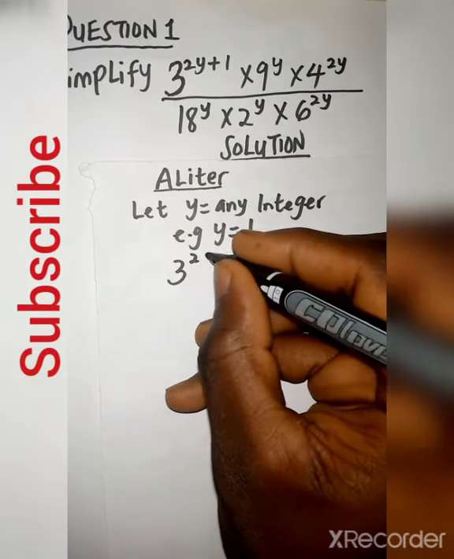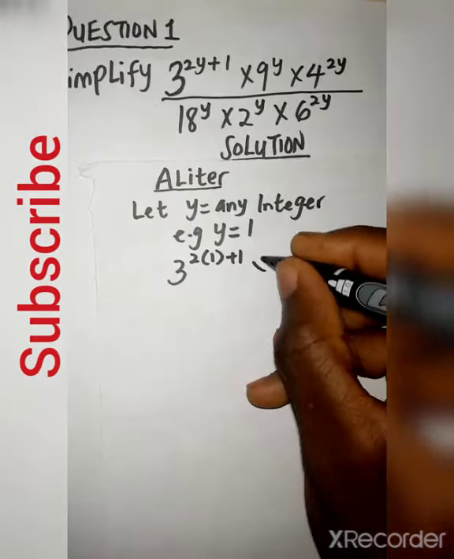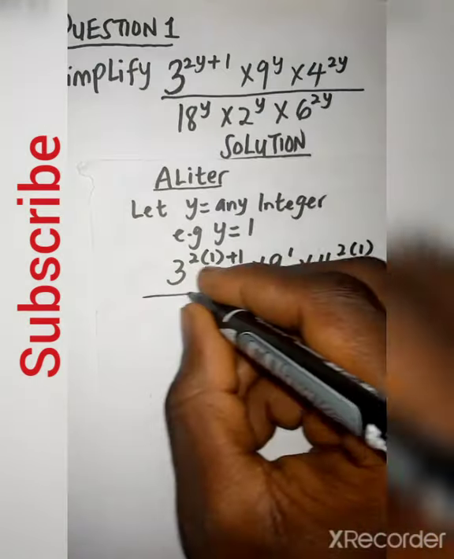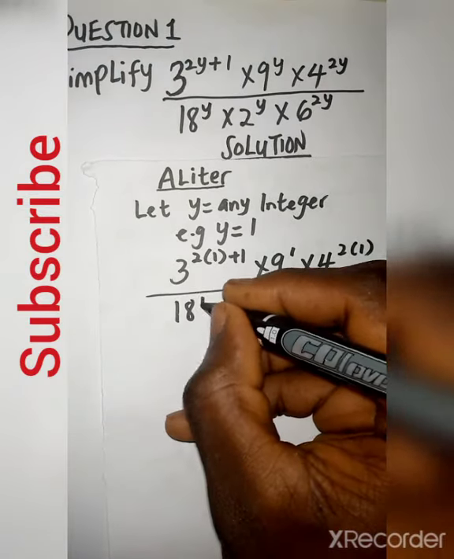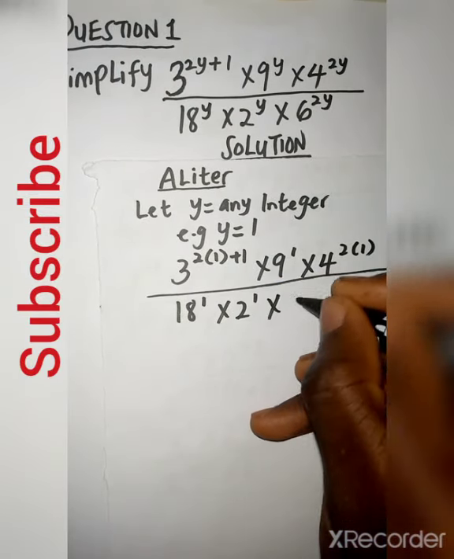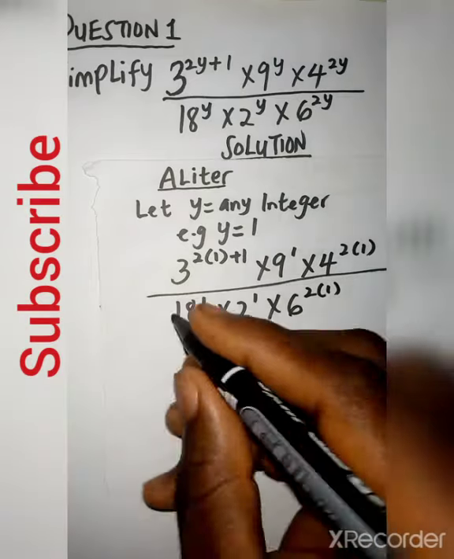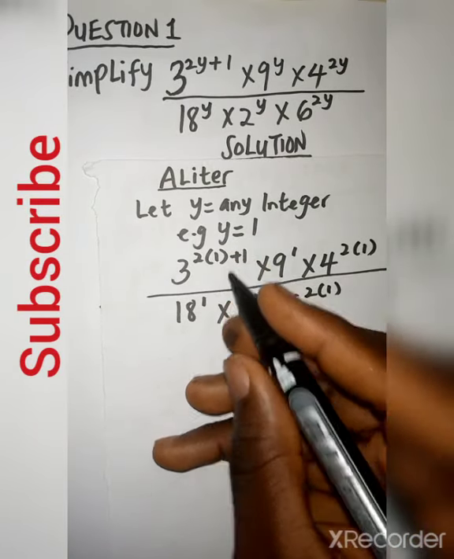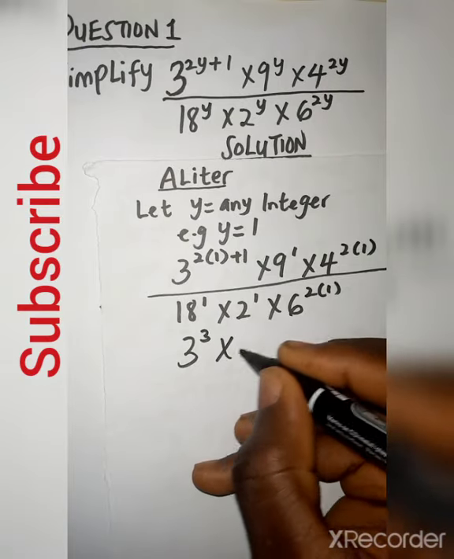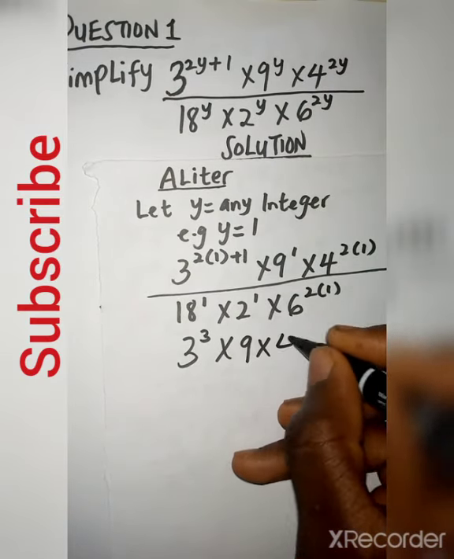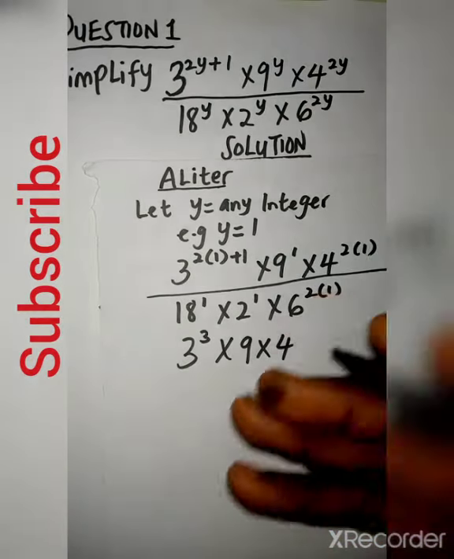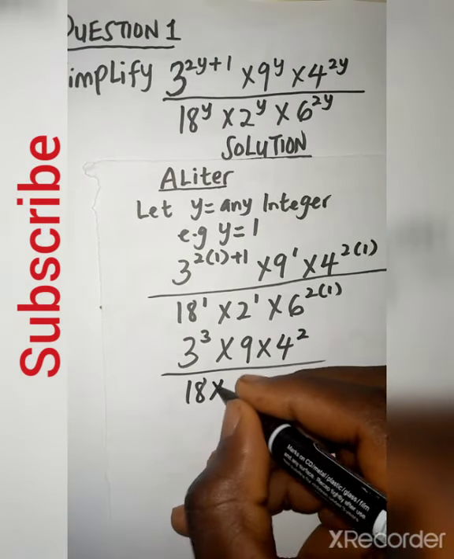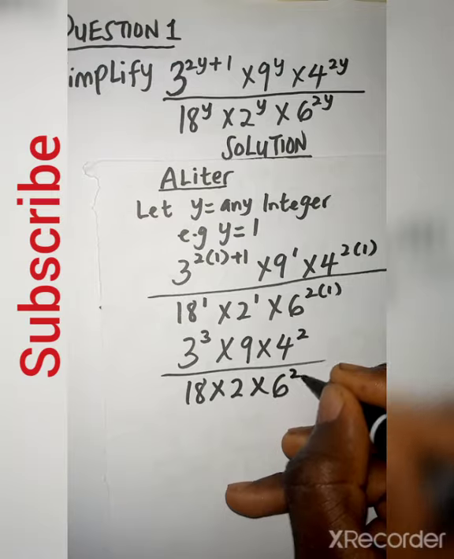So we have 3 raised to the power of this plus 1, 9 raised to the power of 1. Anywhere I see y, I put 1 instead. Then 2 raised to the power of 1 multiplied with 6 raised to the power of this. Then we have 3 raised to the power of 2 times 1 plus 1, that's 3 raised to the power of 3 multiplied with 9, because 9 raised to the power 1 is 9, anything raised to the power 1 is still the number. Then we have 2 over 18 multiplied with 2 multiplied with this.